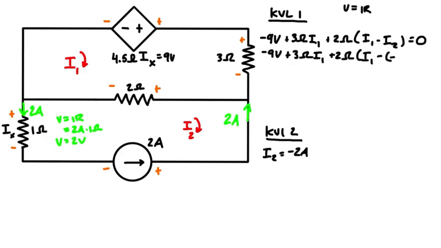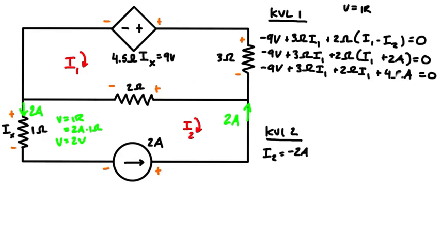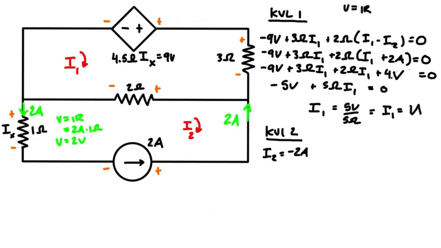So we get minus negative 2 amps, and let's actually just change that to be plus 2 amps, and set that to 0. And then we can just distribute the 2 ohms throughout the brackets. And this ohms times amps just becomes volts. So that's plus 4 volts. So we have negative 9 volts plus 4 volts, so that is negative 5 volts. And then we have plus 5 ohms times I1 is all equal to 0. So when we rearrange for I1, we just get that it's equal to positive 5 volts over 5 ohms, and we find that I1 is equal to 1 amp.